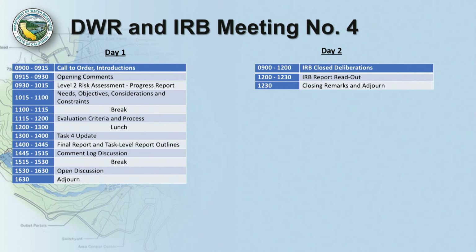We provided an update on Task 4, the low-level outlet analysis, and then we went through the final report outline and additionally the task level report outlines with the IRB. Finally, we went through the comment log and looked through new IRB recommendations as well as the IRB's comments on DWR's efforts to date on past recommendations. During the second day, the IRB deliberated and then provided their report, the report that Dan Wade will be summarizing here next. So thank you, and with that I will turn it over to Dan Wade.